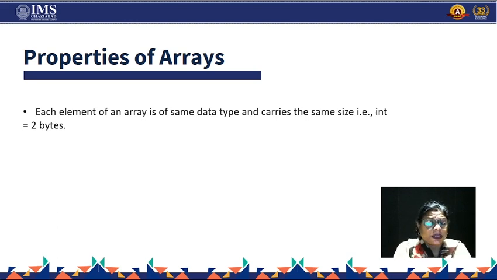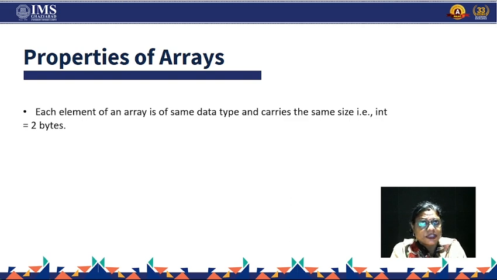What are the properties of an array? Suppose we declare the integer data type, float data type, or char data type. Each element of an array will be of the same data type. If we say int, all values stored in the array will be of integer type. If we declare it as char, all values stored in that array will be of character type. Similarly with float. Now, how will the size of an element of the array be defined? The size of the element will depend on the data type which we have declared.